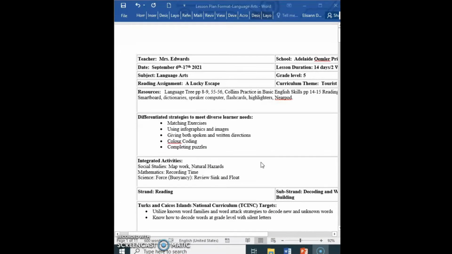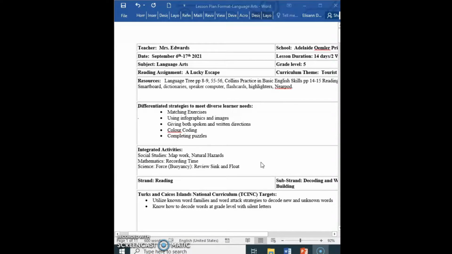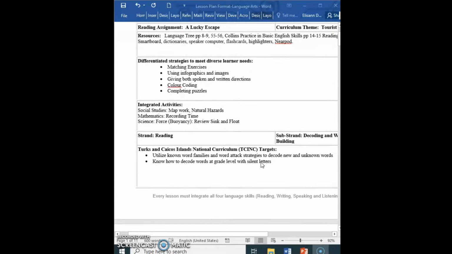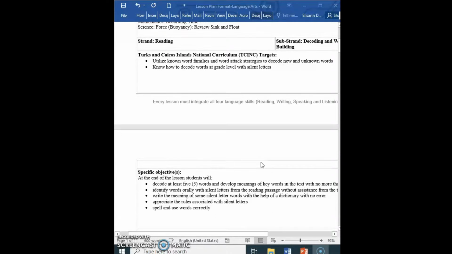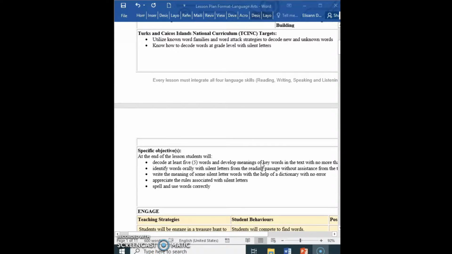So let's move on. As you know before, we are focusing on language arts, and the reading assignment is A Lucky Escape, which will be the vehicle for designing the lesson. We are looking at the strand reading, and within reading we want students to, of course, decode those words, and we're looking at silent letters.